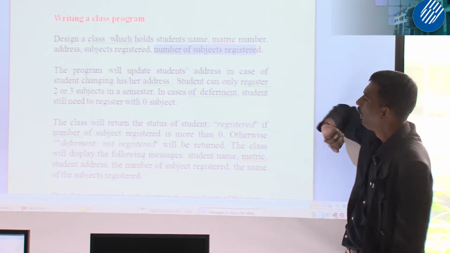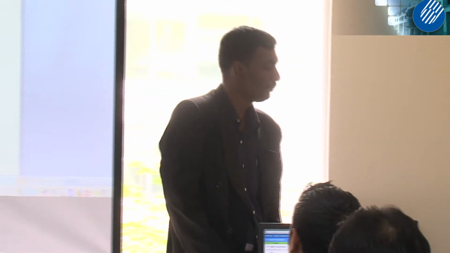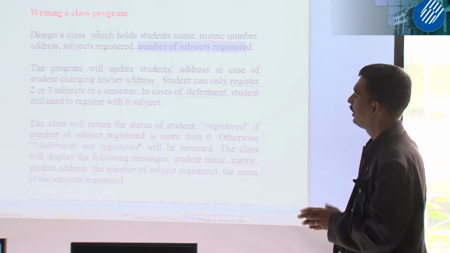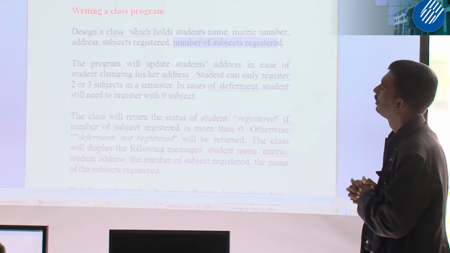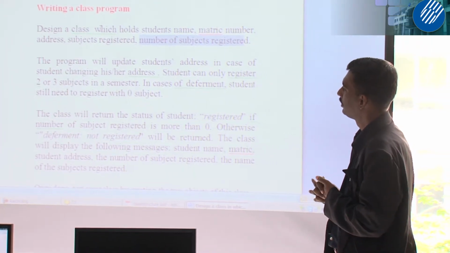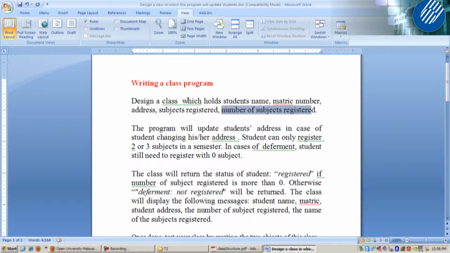How about the behaviors? How many methods or behaviors can you detect? 3. Let us go through one by one. The first one: the program will update students' address. Update students' address, it's an operation, right? So this is number 1.